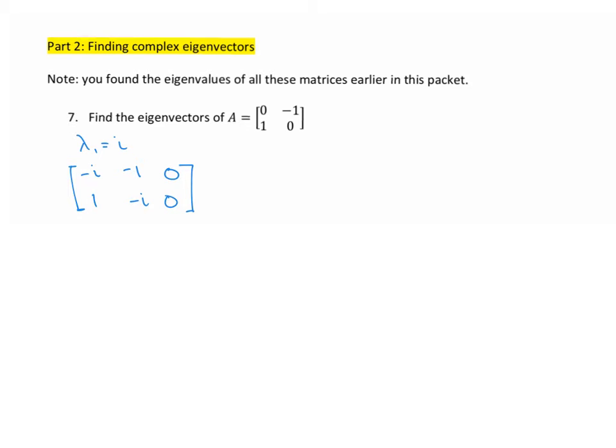So what I'm going to do is look at these two rows in their equation form. The top line gives me the equation negative i x1 minus x2 equals 0. The bottom gives me x1 minus i x2 equals 0. Both of these equations are going to give us the same vector, essentially the same solution no matter what.